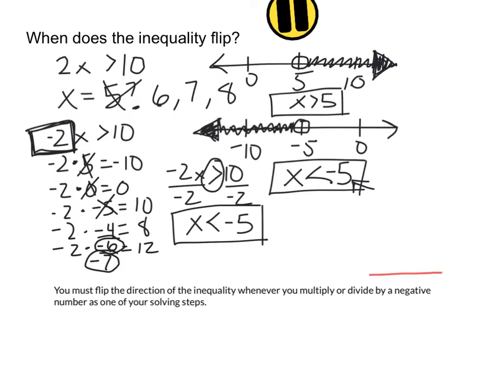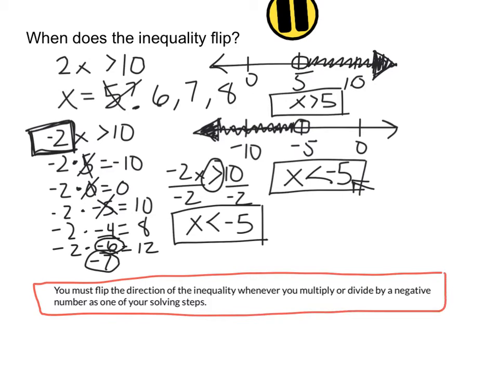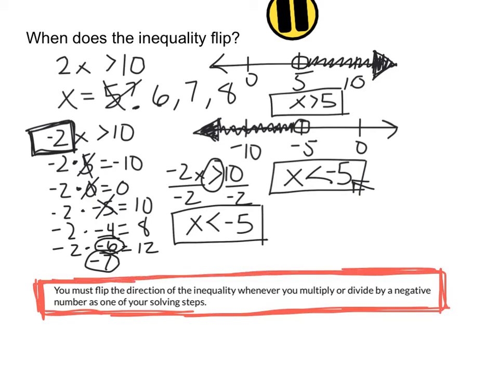The long story short is that you must flip the direction of the inequality whenever you multiply or divide by a negative number as one of your solving steps. So not just because it has multiplication or division in the problem, but if as one of your solving steps, you have to multiply or divide by a negative number, that's the spot when you flip it. Let's do a few examples.